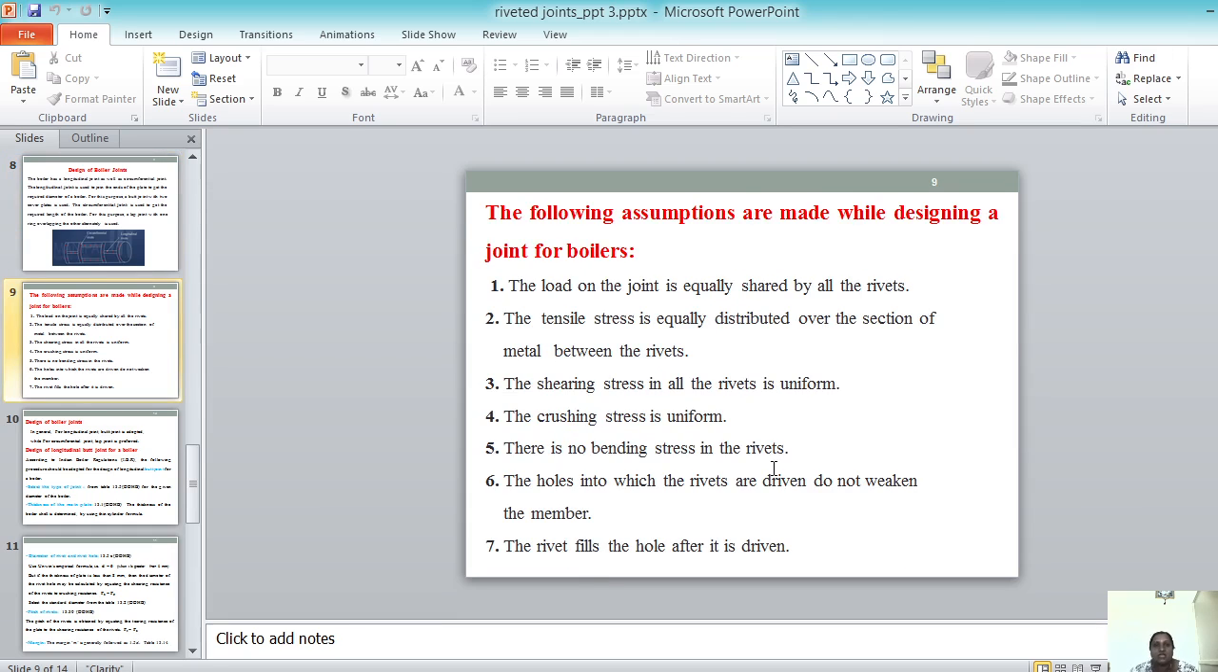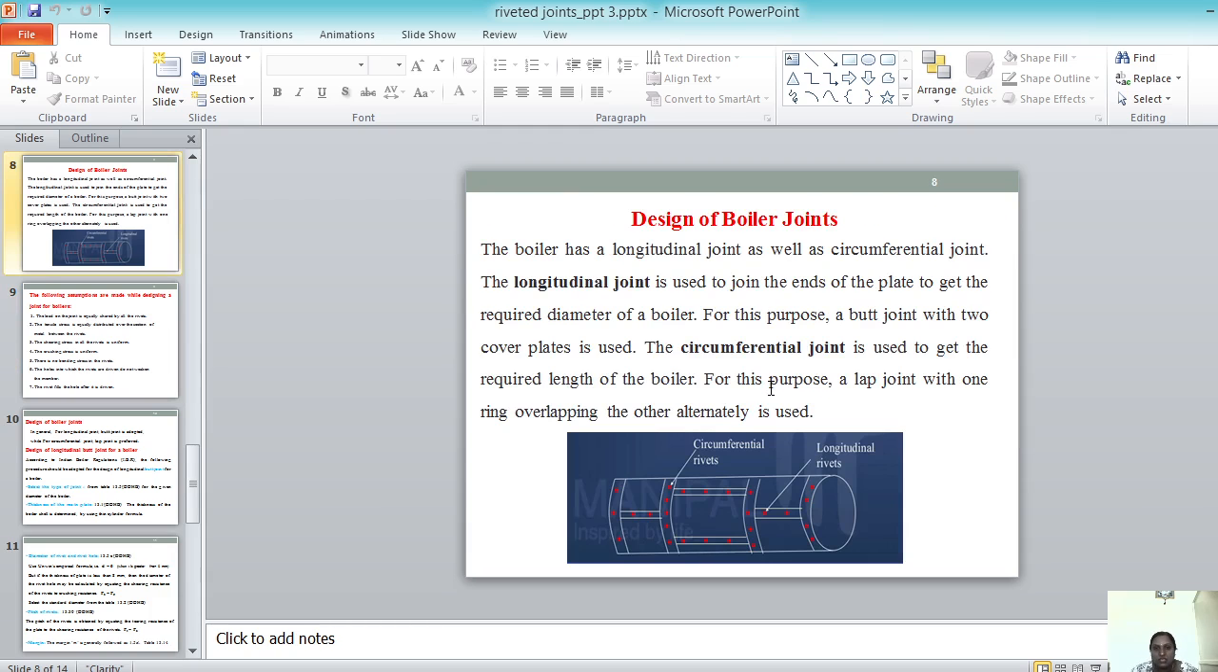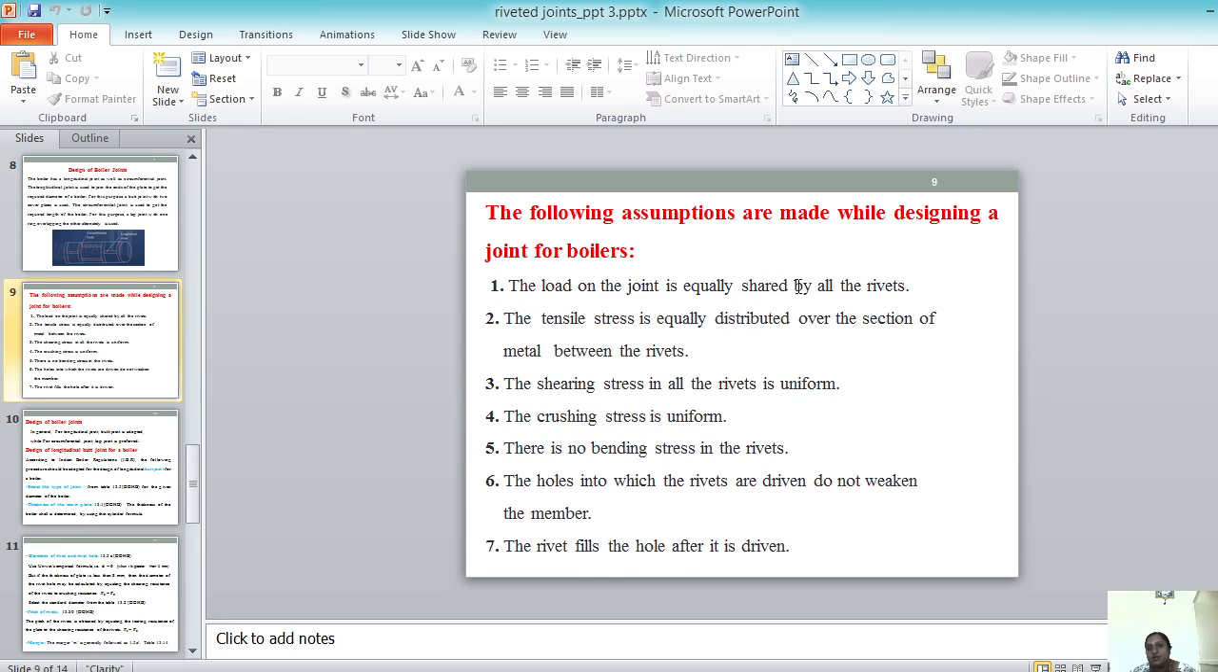So, moving on to the assumptions. The load on the joint is equally shared by all the rivets. I told you many times, this particular joint shows many rivets, horizontally and vertically, along the longitudinal and circumferential directions. So the load is carried equally by all the rivets. The tensile stress is equally distributed over all the sections. Shearing stress is also uniform, crushing is uniform. There are no bending stresses in the rivets; there is only shear and crushing.